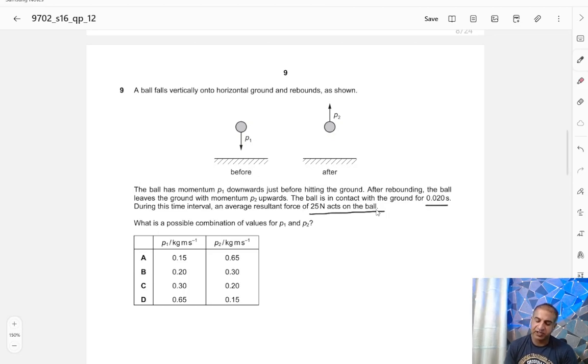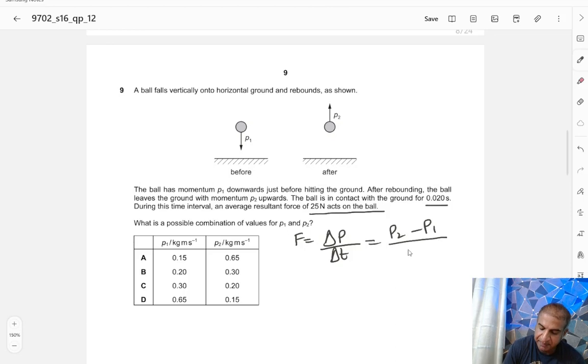First of all, we need to realize that momentum is definitely a vector quantity, so the directions matter a lot. And the force itself is the change in momentum over change in time. So that means P2 minus P1 divided by delta t, but then we have to be very careful with the signs. I have not considered the sign yet, just working it out, just drafting it out. What is the combination of values for P1 and P2? But we can easily find this. We can find the change in momentum directly.